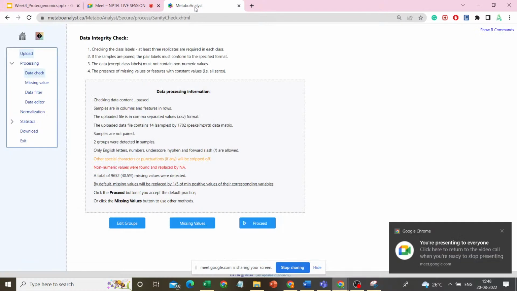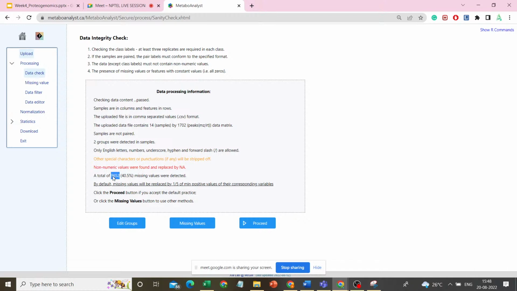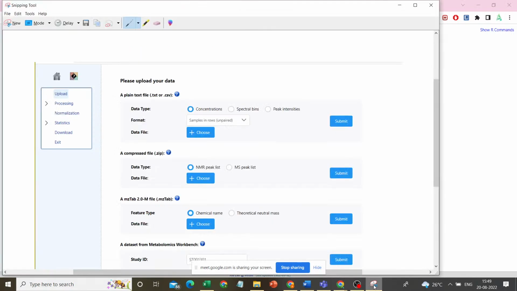What you can see here is that it has written a total of 9652, and 40.5% missing values were detected. This uploaded data file contains 14 samples and 1702 proteins, and 40.5% of the values are missing. It means the data set that contains 1702 proteins across 14 samples has 40.5% missing values. So I'll just paste this.